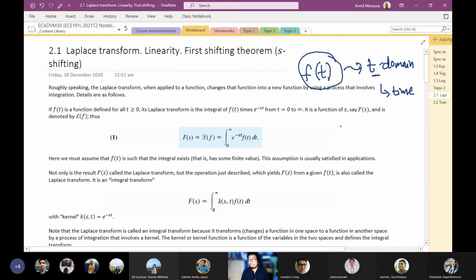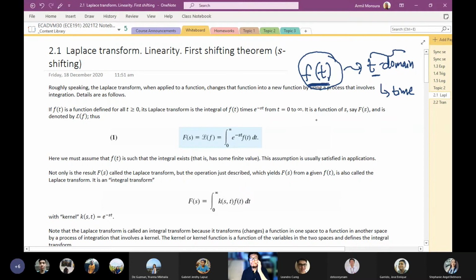Pwede naman nating piliin yung independent variable natin to be x. But we will be using this for applications that describe the dynamic behavior of systems. When you say dynamic behavior of systems, their output, or response, changes over time. So by convention, ilalagay na natin sa utak natin na yung mga functions na ini-inspect natin, for example named as f of t, are actually functions of time. They change over time. Pero sa ngayon, since wala pa tayong application, let's just simply call this the t domain. So this function f of t is in the t domain.